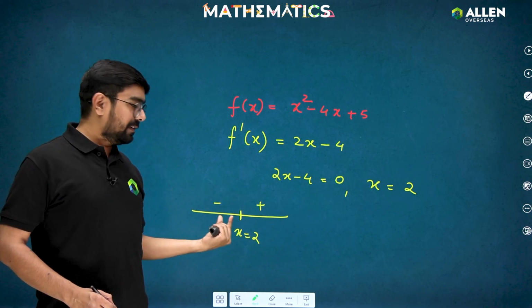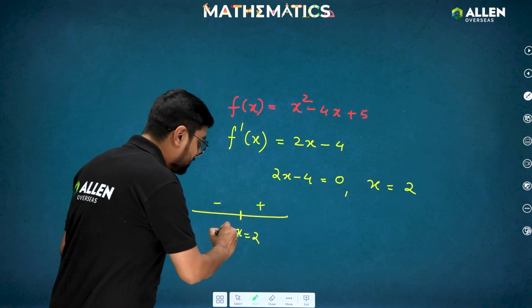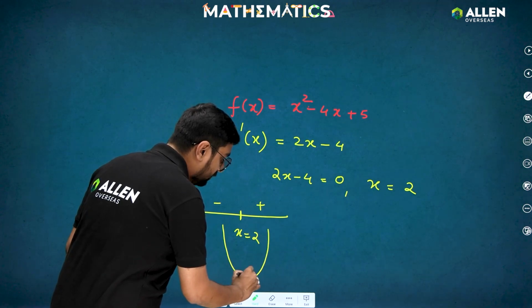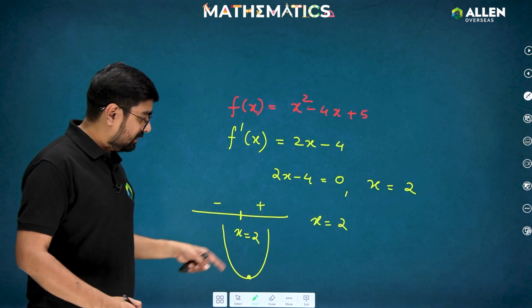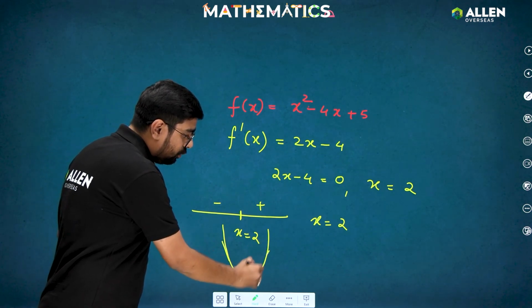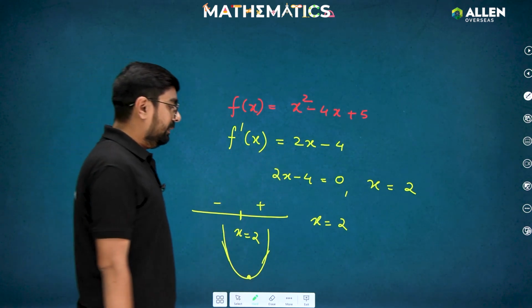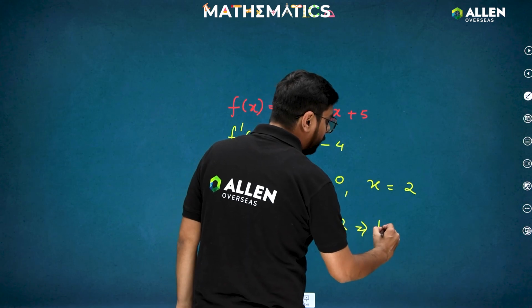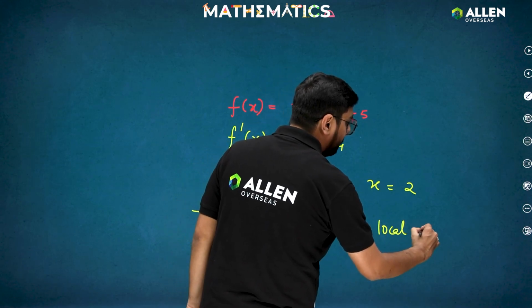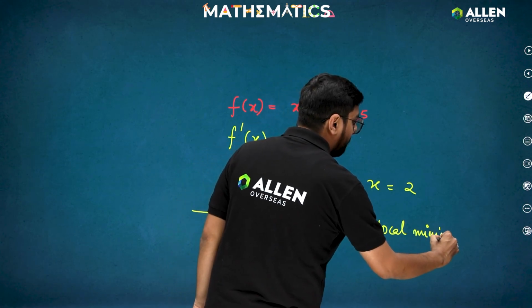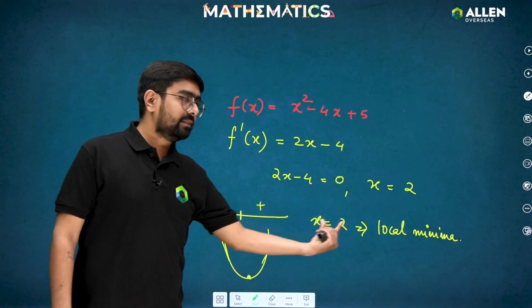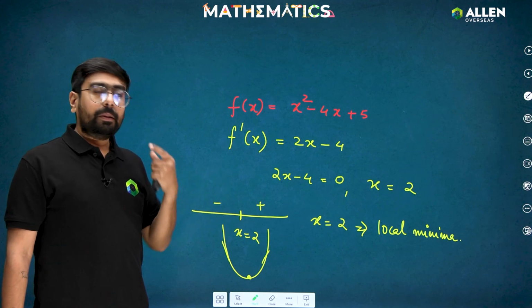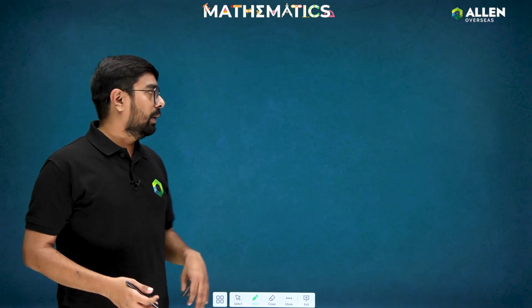So, in the neighborhood of x is equal to 2, the sign of the graph is changing from negative to positive. So, what we will say? x is equal to 2, at this point, the sign is negative to positive. So, negative to positive means x is equal to 2 is the point of local minima. Simply, x is equal to 2 is the point of local minima. Let's understand with one more example.